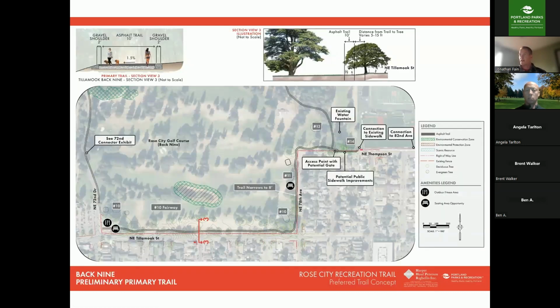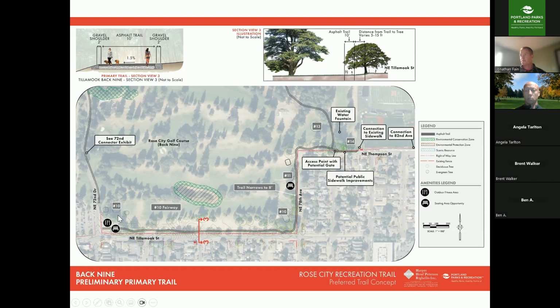The next slide is showing the kind of blow up of the Back Nine Trail. This would be somewhat of a continuation of the West Side Trail. This is still the primary trail just on the east side of the golf course, starting at number 10 on the east side of Northeast 72nd. So here's number 10 tee box.